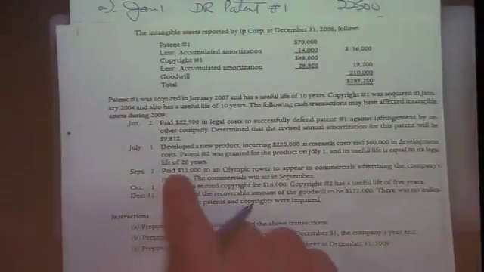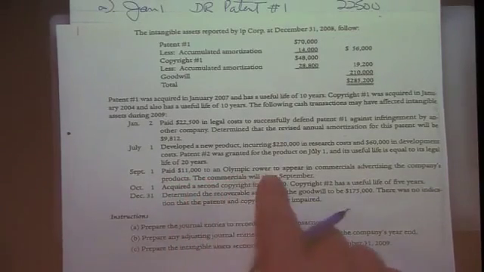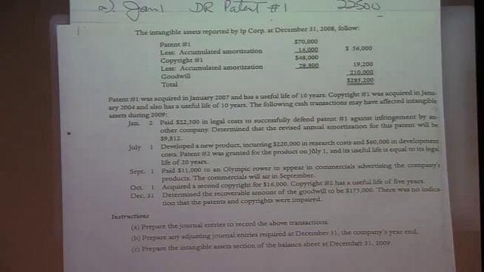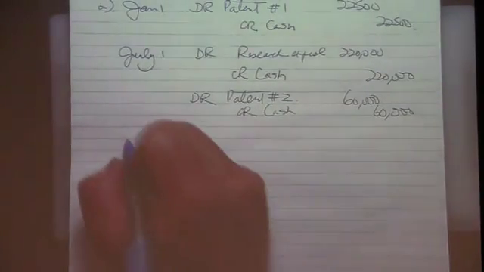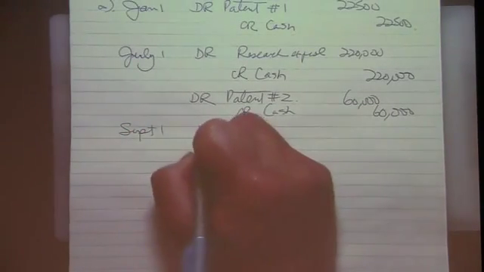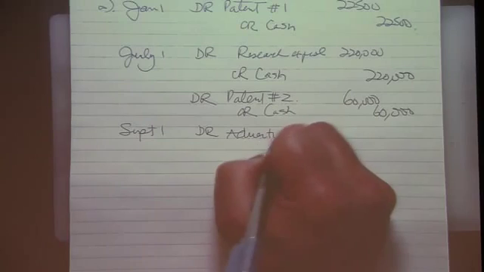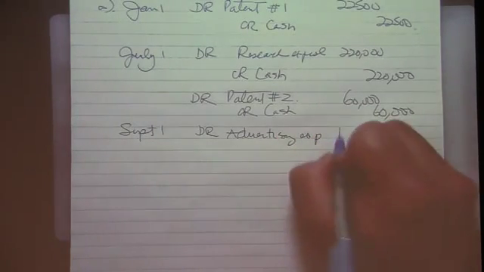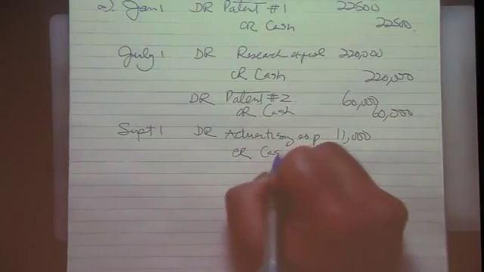Now, on September 1st, what happened? We paid $11,000 to an Olympic rower to appear on a commercial, and the commercial will be aired in September. Again, any cost incurred in advertising can never be capitalized as an asset because it's difficult to measure the future economic benefits. It doesn't qualify as an asset. So therefore, all advertisement expenses have to be expensed. So we're going to debit advertising expense, $11,000, credit cash, $11,000.